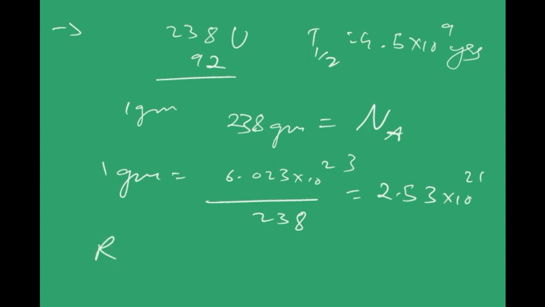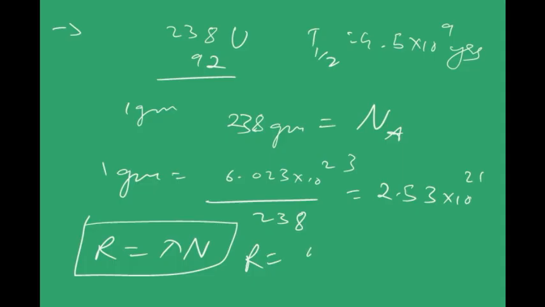Rate. What is rate? Rate is nothing but lambda times N. Lambda can be written as ln 2, 0.693, by half-life, because half-life is nothing but ln 2 by lambda, right? And the initial number of nuclei, I know it from here, it is 2.53 into 10 power 21, and half-life is given as 4.5 into 10 power 9 years. Don't get confused there. You have to put the time in terms of seconds here.